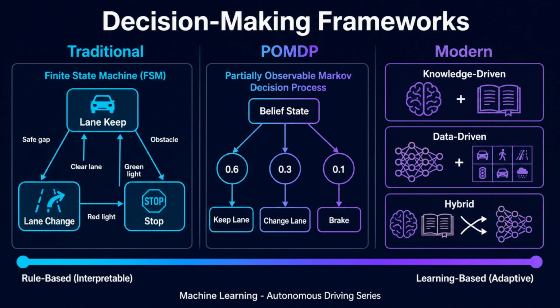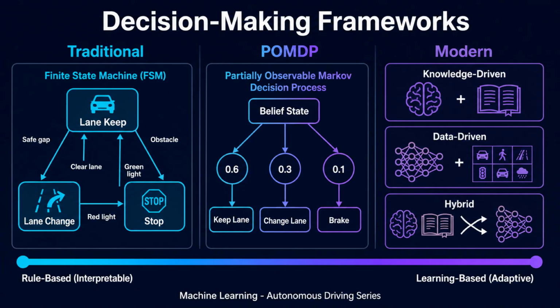Decision-making determines what action the vehicle should take given its understanding of the environment. Finite state machines are the simplest approach. Define states like lane keeping, lane changing, and stopping, with explicit rules for transitioning between them. They're interpretable and predictable but struggle with complex scenarios. POMDPs, or partially observable Markov decision processes, model uncertainty explicitly by maintaining a belief state over what's happening. They're mathematically elegant but computationally expensive.